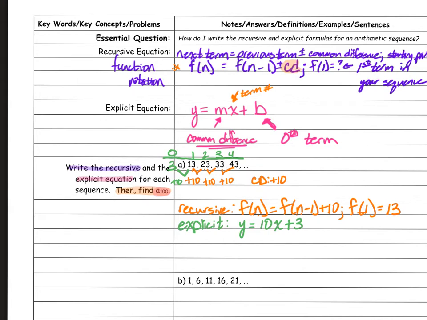And then the last thing says find f of 100. So I'm going to take my explicit equation, and wherever there's an x in my explicit equation, I'm going to plug 100. So I've got 10 times 100 plus 3. Well, you can get out your calculator and do this. 10 times 100 is 1,000 plus 3 equals 1,003. And that's it, done. Okay, so we're going to go to the next example.